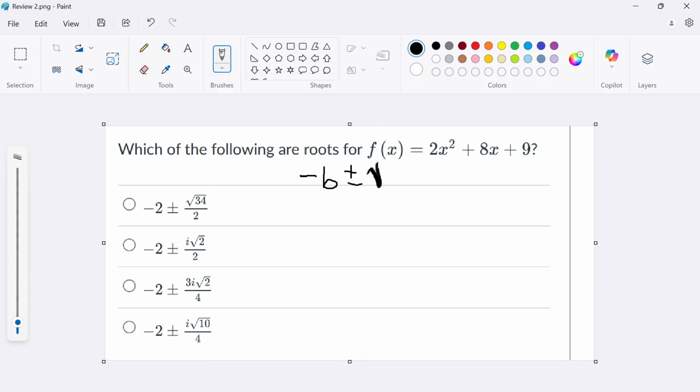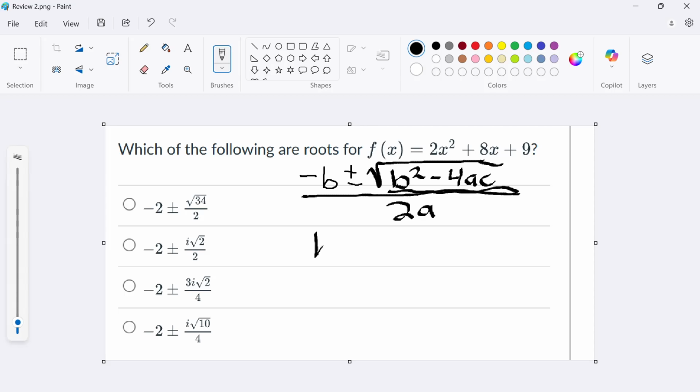Plus or minus the square root of b squared minus 4ac, that should all be under the square root, all divided by 2a. You need to know that quadratic formula. This thing inside the square root is called the discriminant. It will tell whether I have two real solutions, one real solution, or complex solutions, two complex with imaginary components.